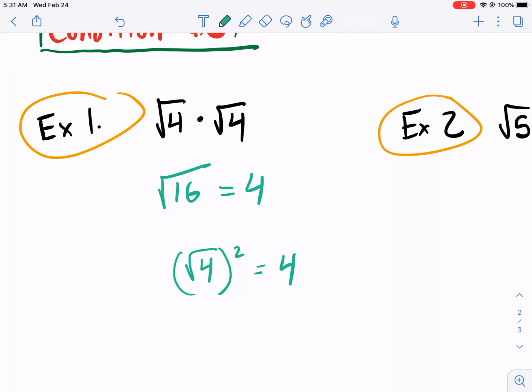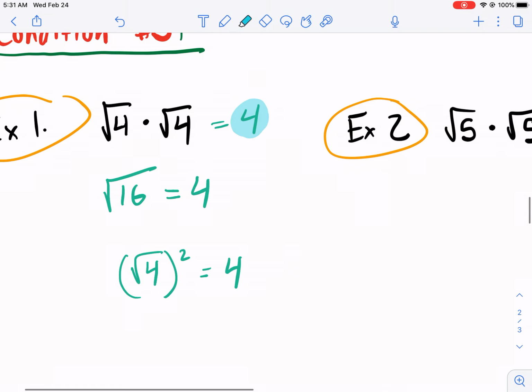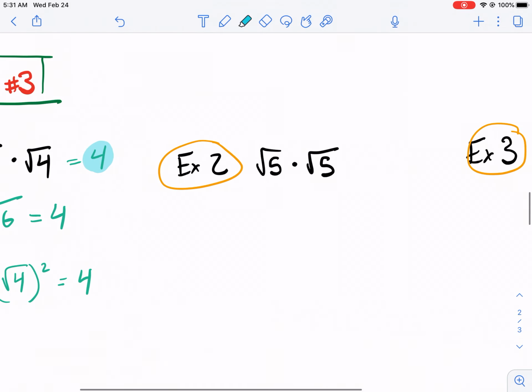Another way to think of it is, okay, I've got 2 square roots multiplied by each other. It essentially undoes the square root, and I get 4. I get what is under the square root when I multiply it twice. So if we're looking at this one, I see the square root of 5, square root of 5. I'm multiplying it twice.